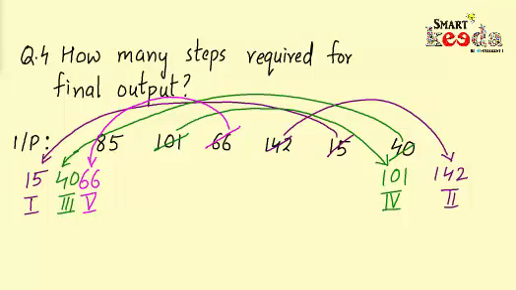Now the only number remaining is 85 and we don't need to rearrange it, since in the final output all the numbers are arranged in ascending order and 85 at this place completes our final output. Therefore we can write 85 as it is without changing its position. Therefore the final output is step 5, which is 15, 40, 66, 85, 101 and 142. Hence the required answer is 5 steps.